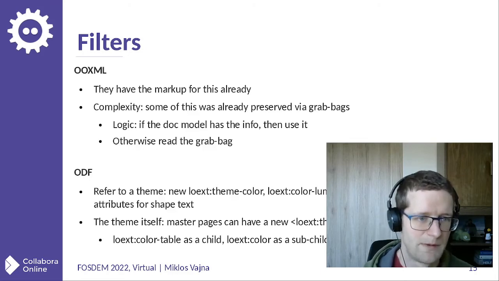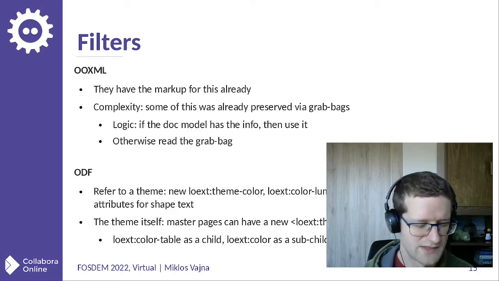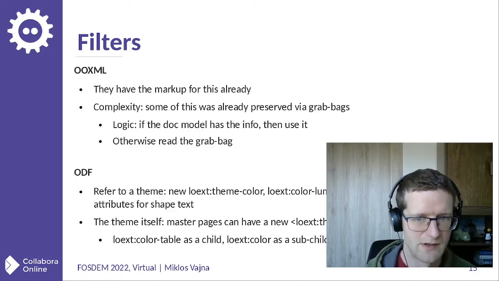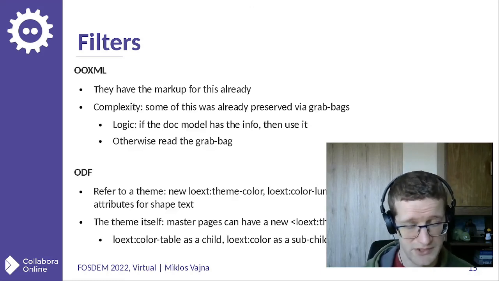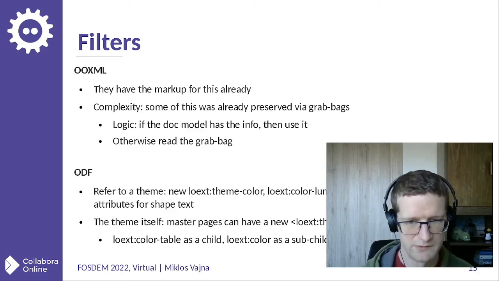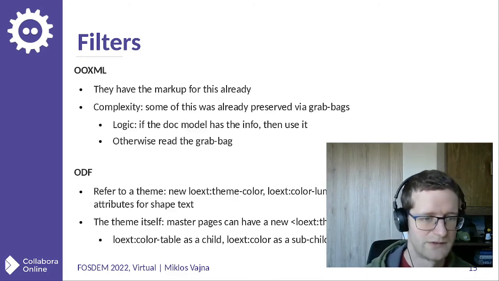So for PPTX, we have the markup already, it's part of the standard. What was a bit tricky there is that there was some earlier effort to at least preserve these theme colors and the theme itself. So these are stored in grab bags. But now we have a user interface in place to actually change these. So there might be a conflict on the export side in case there is one value in the grab bag and one value in the real document model. So what we do there is that if there is something in the document model, then we use that. Otherwise, we fall back to the grab bag.